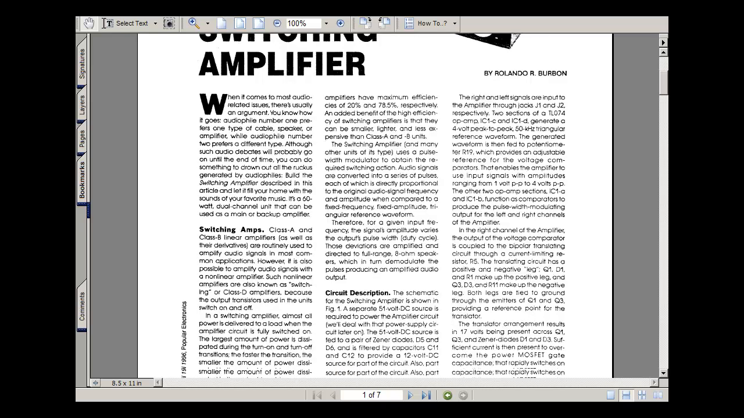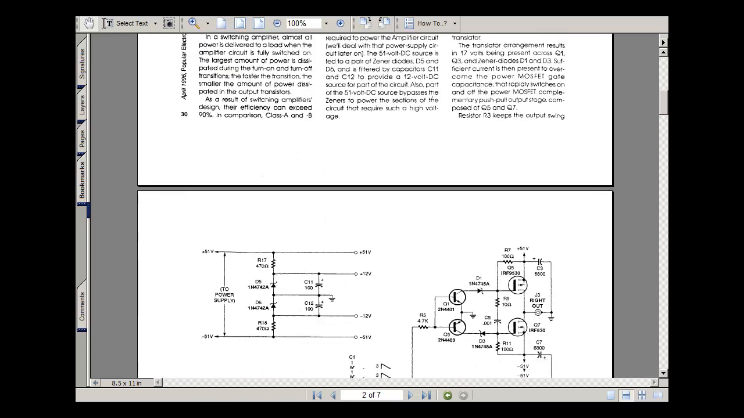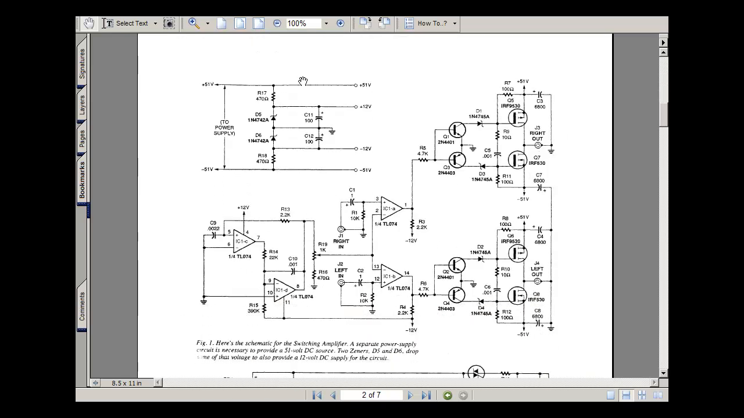And on the second page, it shows the schematic. On the bottom of the page, we're feeding a signal into here, and this is creating 51 volts, 12 volts, minus 12 volts, and minus 51 volts. And then over here is a triangle wave oscillator, and that's being fed into a comparator circuit that's going to compare music to a triangle wave. We'll talk some more about that in a little bit.